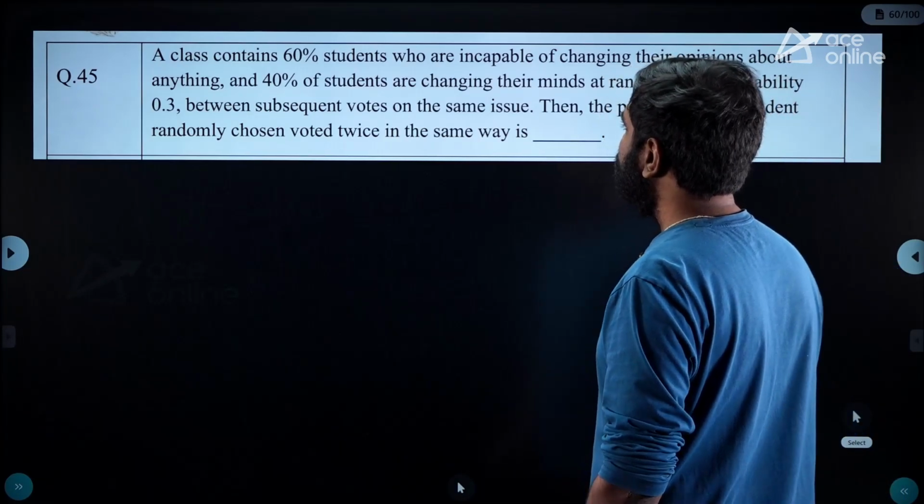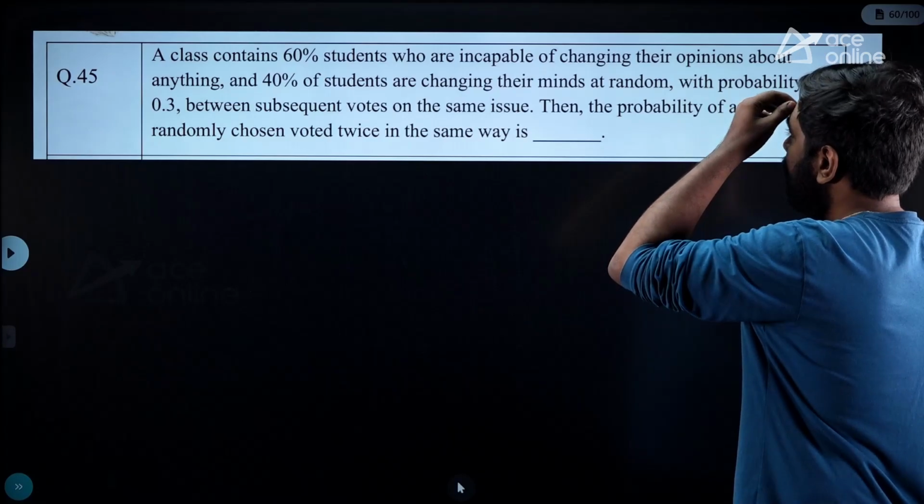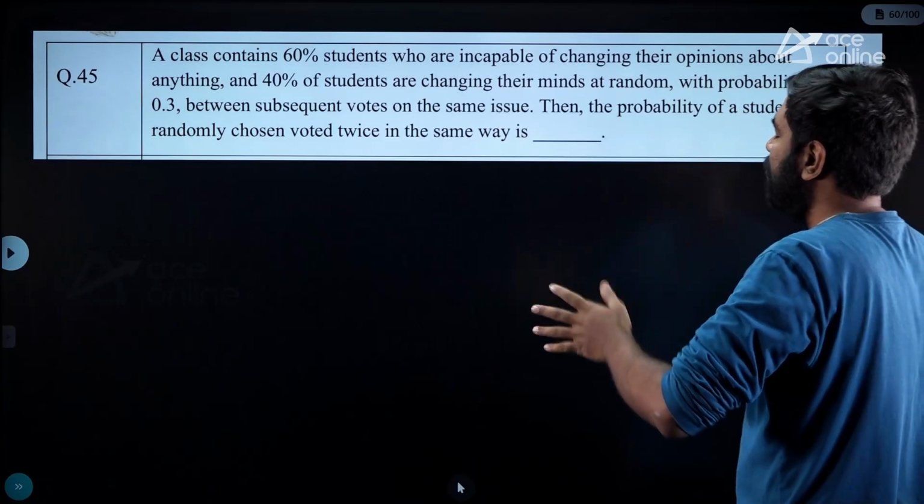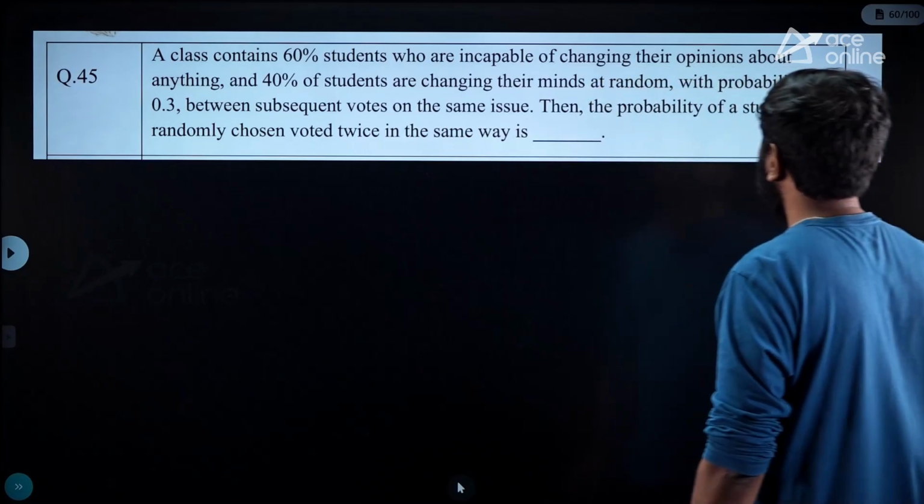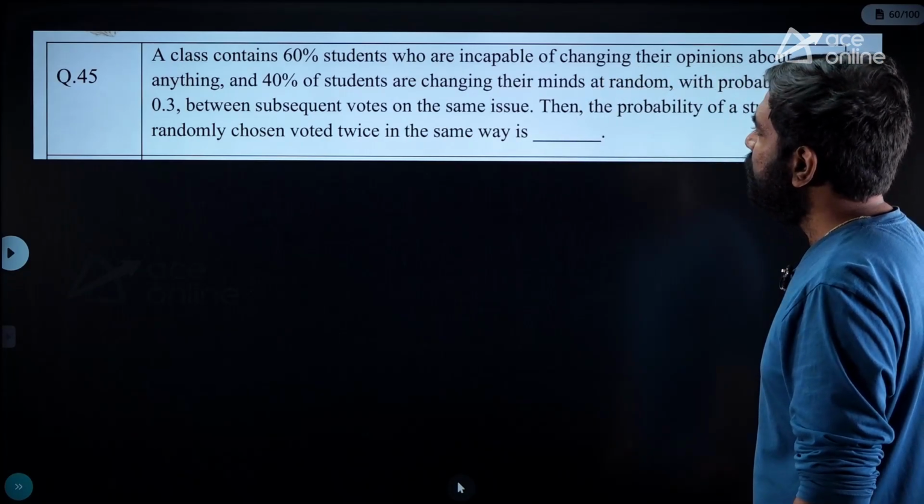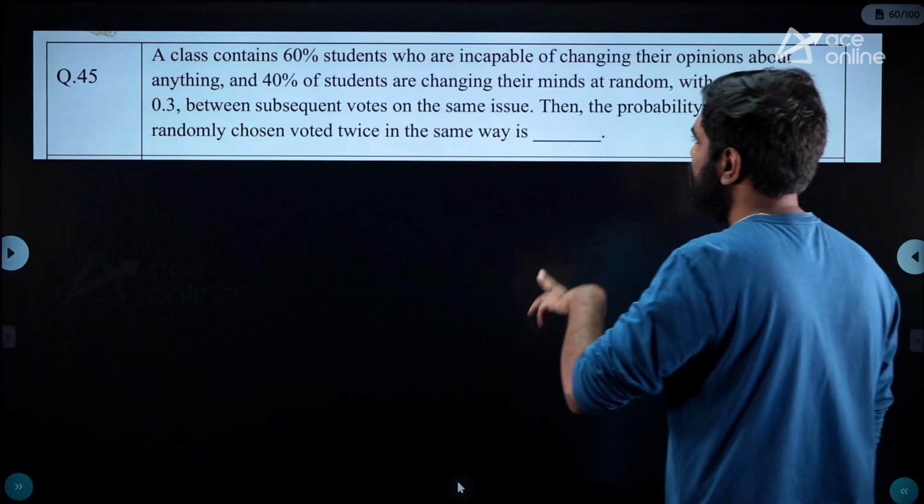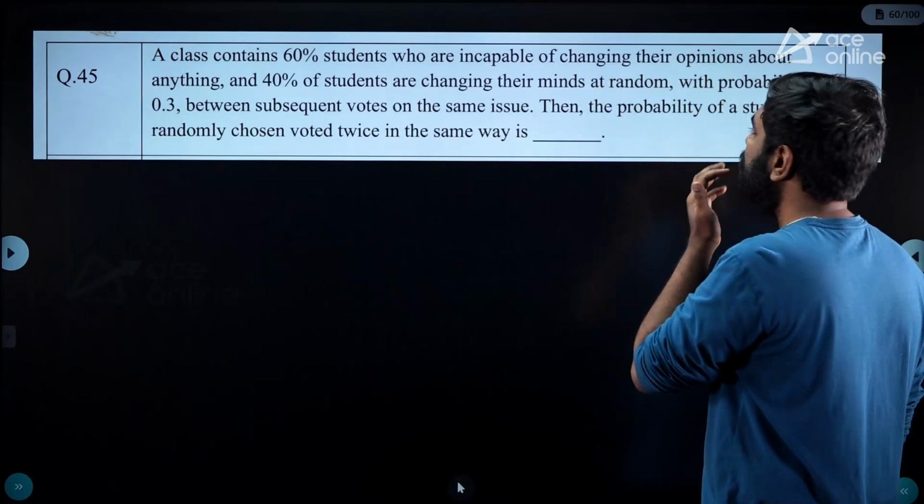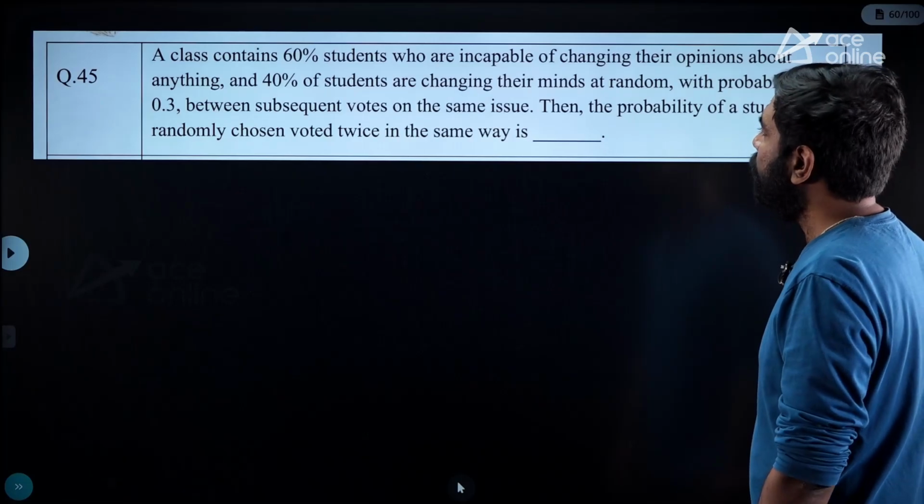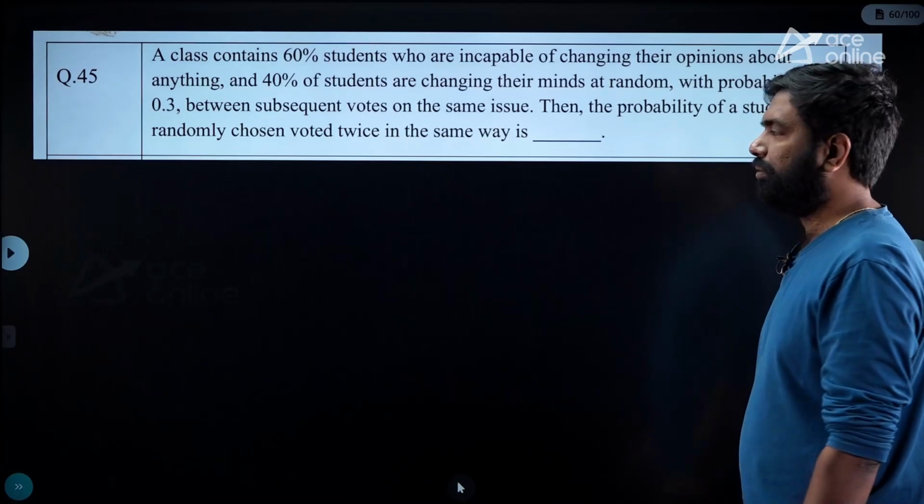A class contains 60% students who are incapable of changing their opinion about anything, and 40% of the students are changing their minds at random with probability 0.3 between subsequent votes on the same issue. Then the probability of a student randomly chosen voted twice in the same way is.